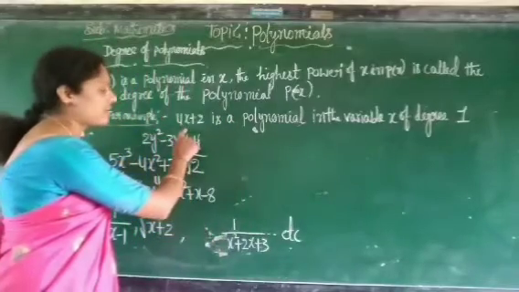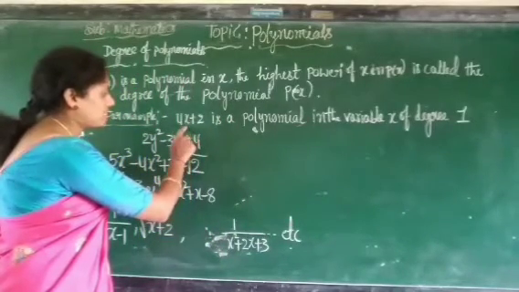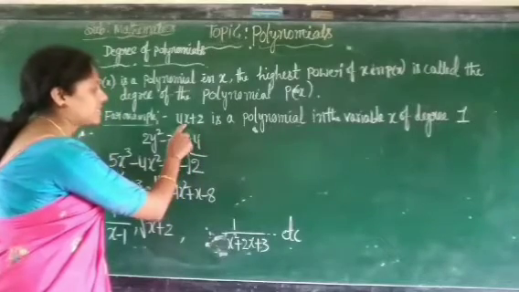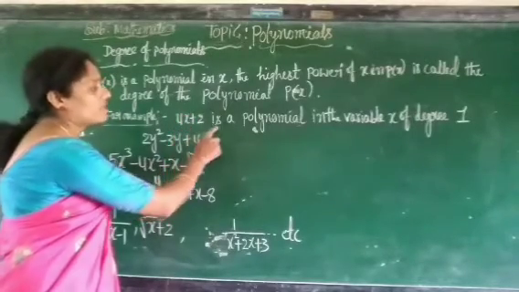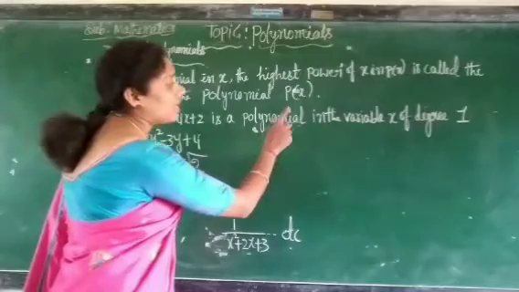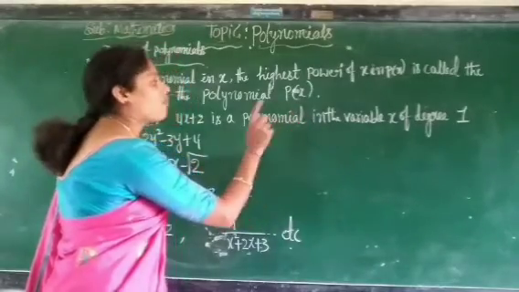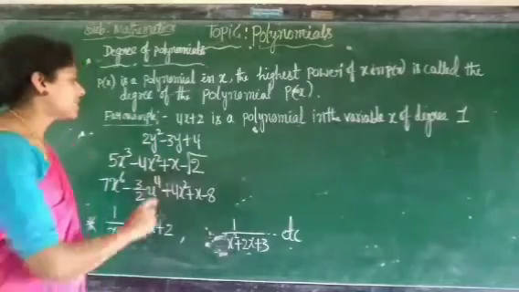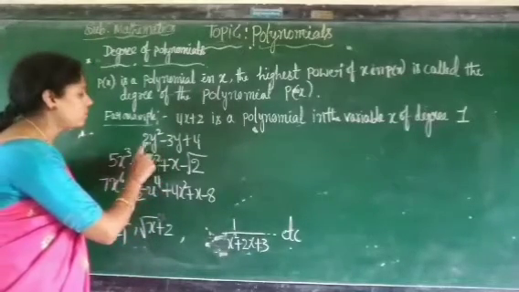Look at this figure. 4x plus 2. Here is x. The degree is 1. It is a polynomial in the variable x of degree 1. Now we can take the second example.